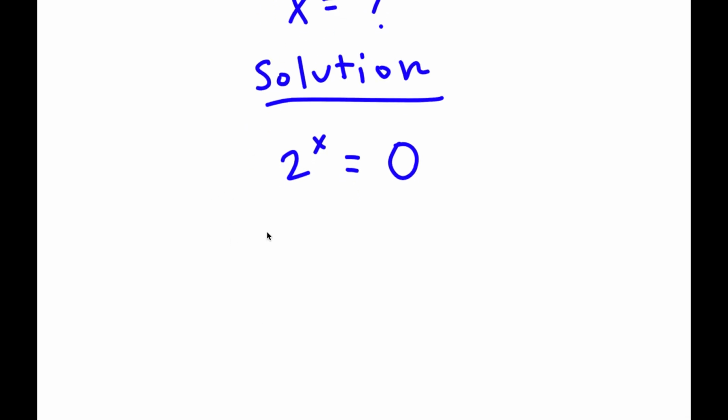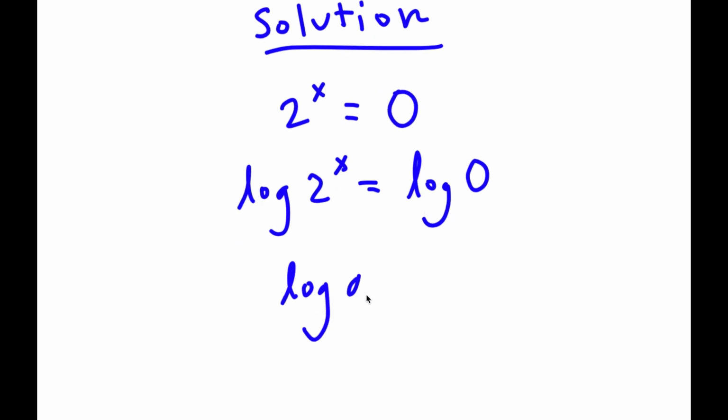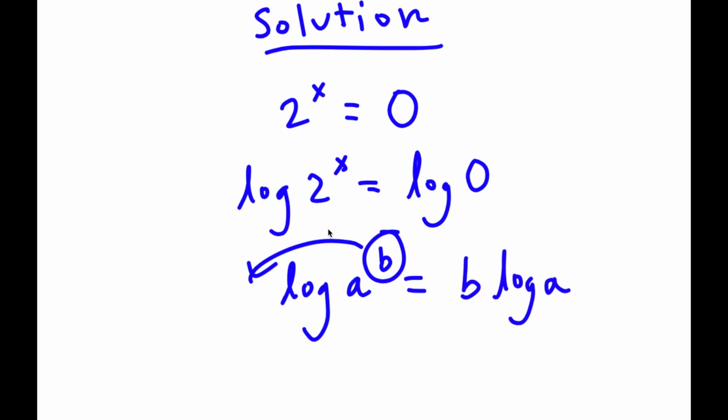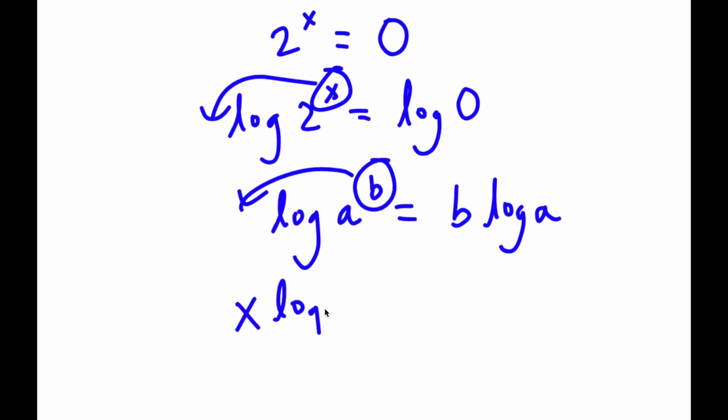Now what I'm going to do is I'm going to take the log on both sides. So now I have log 2 to the power of x is equal to log 0. Now if I have something in the form log a to the power of b, then I can actually move this exponent b to the front. So this would equal b times log a. So in this case, I have log 2 to the power of x, and I can actually move x to the front. So it's going to equal x times log 2, which is equal to log 0.